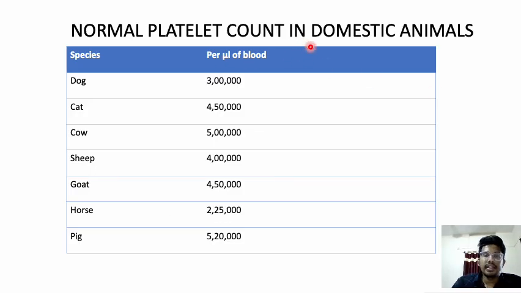These are the normal platelet counts in domestic animals. Platelets are mostly in lakhs, whereas RBCs are in millions. Sorry, lakh platelets per microliter of blood, whereas WBCs are in thousands per microliter of blood.